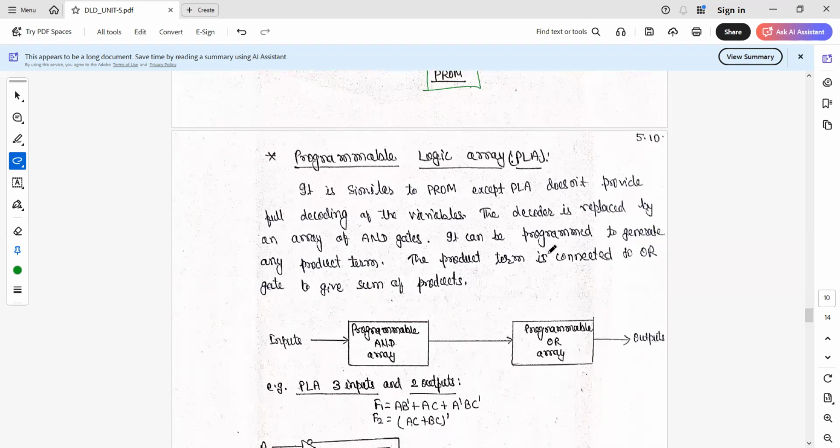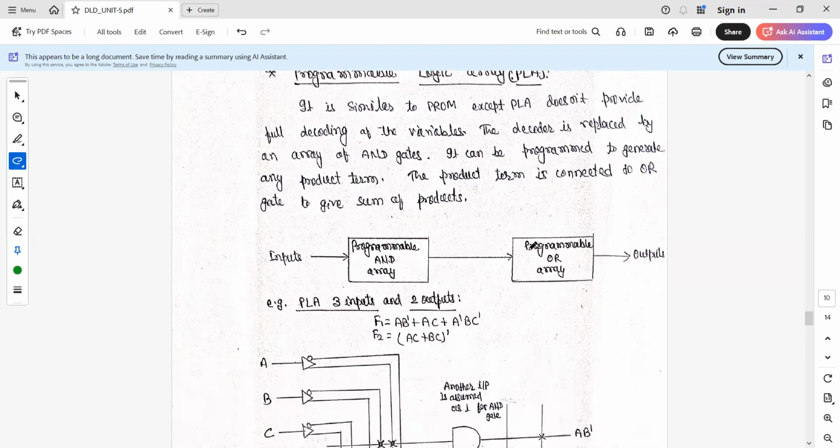Another very important topic is the programmable logic array. The programmable logic array is much similar to the PROM, but the difference is that full decoding is not available here. So the decoder is replaced by programmable AND array gates here. And the second section is also a programmable OR array. So first is the programmable AND array and second is the programmable OR array.